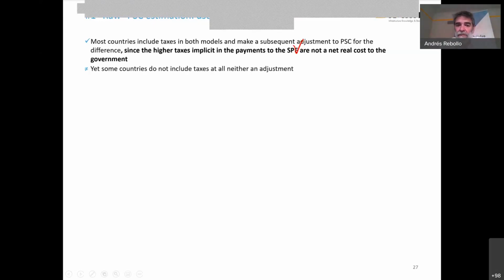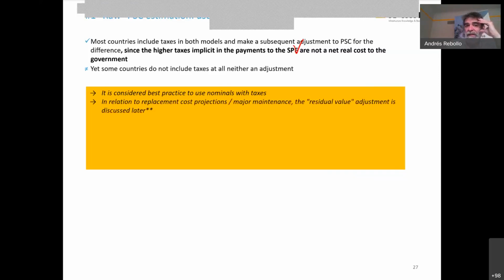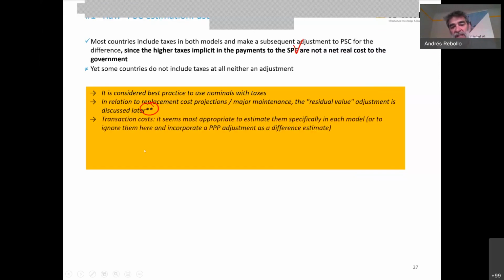But some countries do not include taxes at all, and they don't even include an adjustment, which I don't think is good practice. Okay. All right. It is considered best practice to use nominal with taxes. In relation to replacement, renewals, major maintenance, and the residual value adjustment, we will discuss later. When I am putting a double asterisk, it means we like it, and it's not contemplated in the CP3P guide. Okay. Transaction costs.